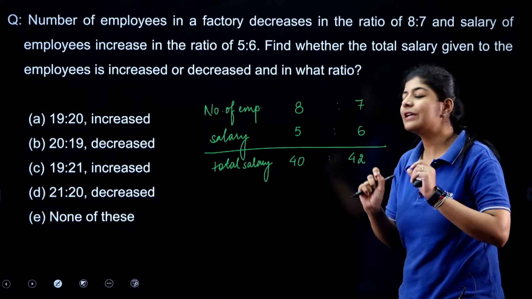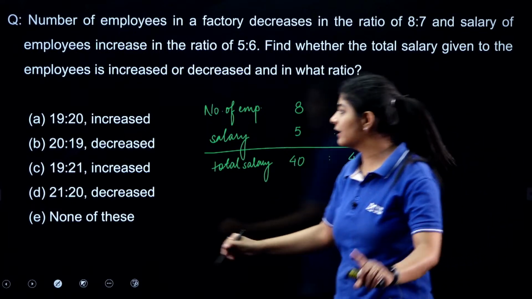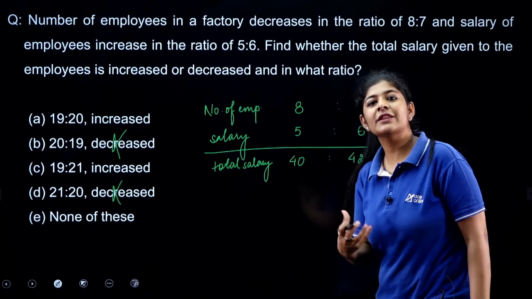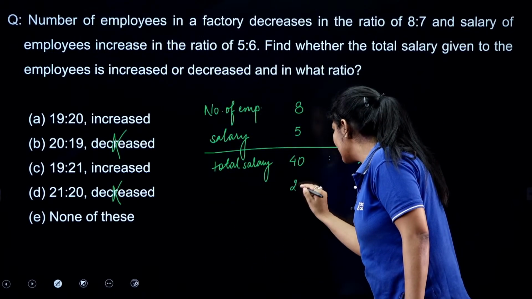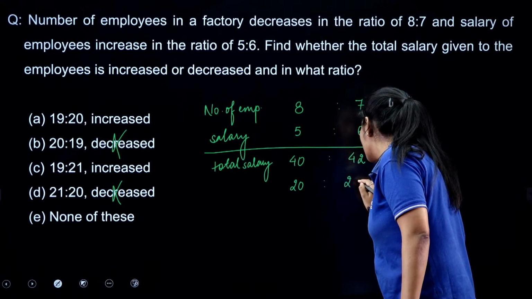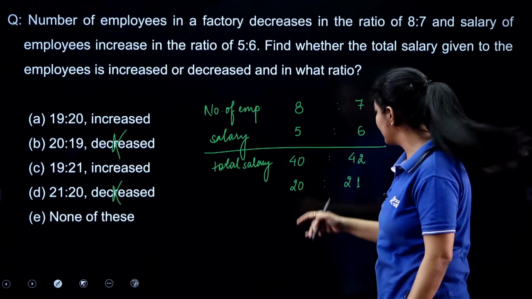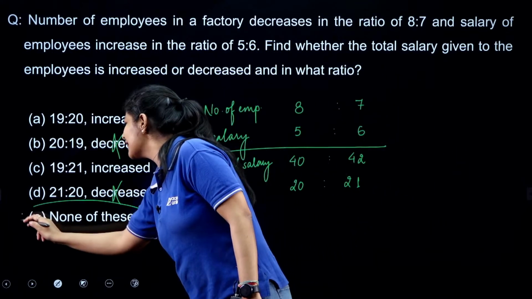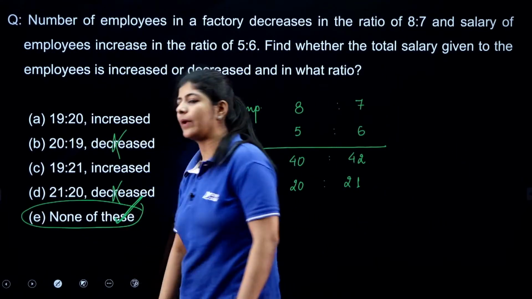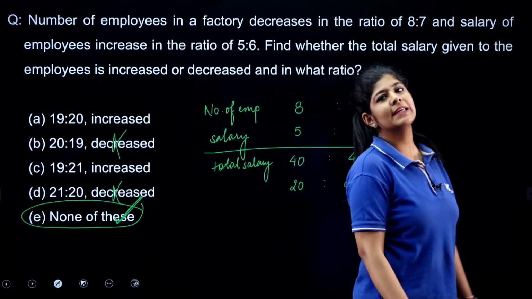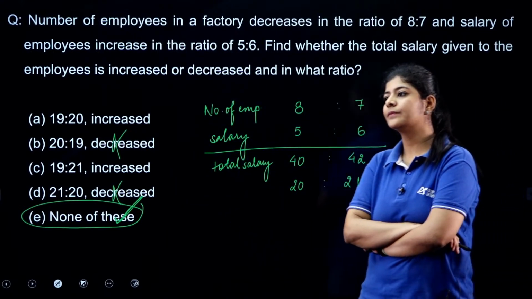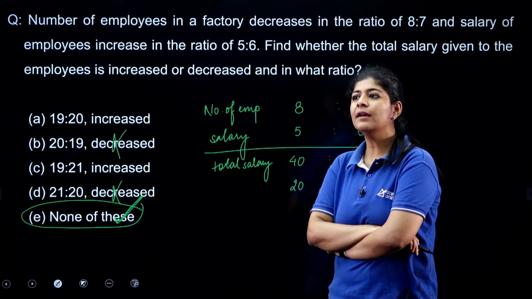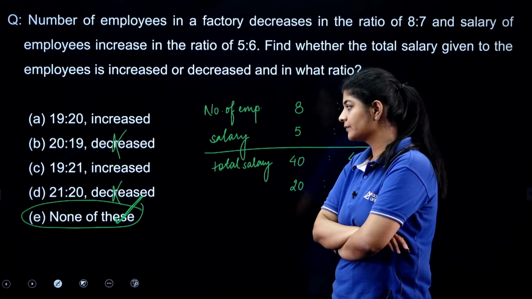That means the statement is very clear, the salary is increased. Increased with what ratio? The simplest ratio that we are having is 20:21, which is not available in the options. That means option number E is the correct one. Is it clear? Option number E is the correct one.